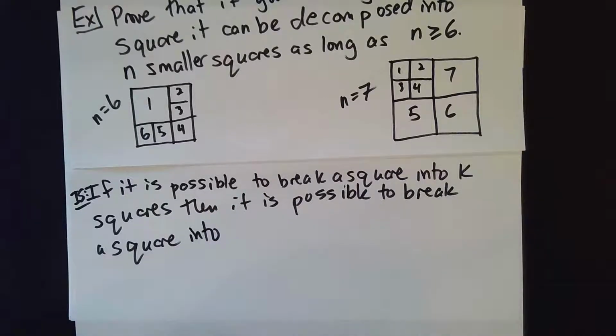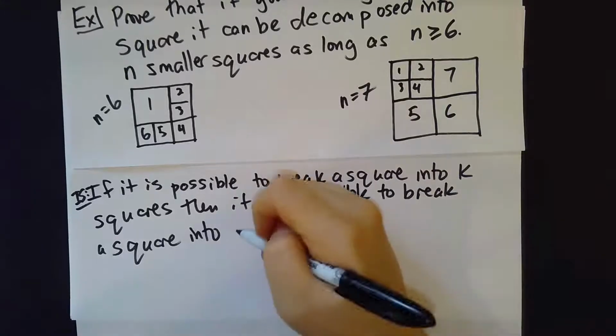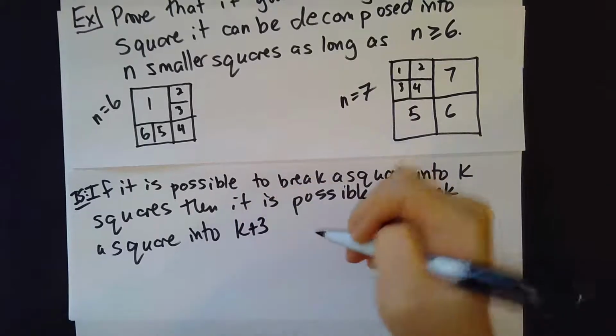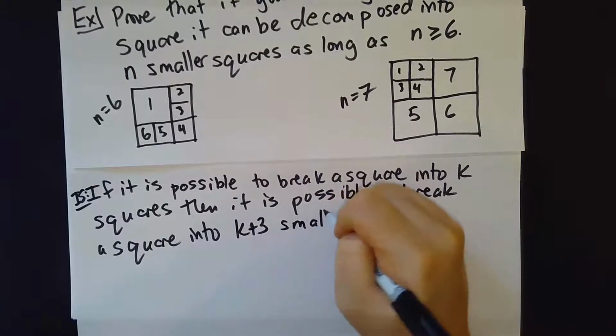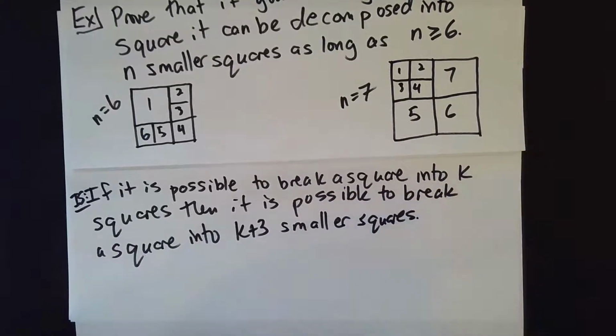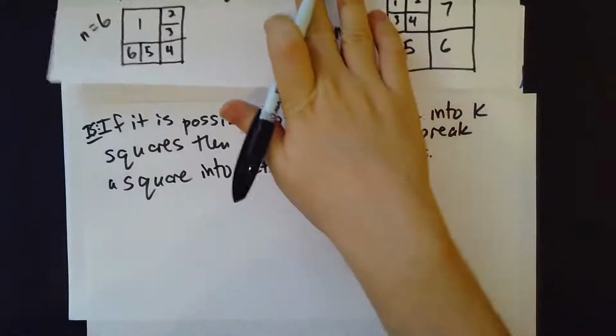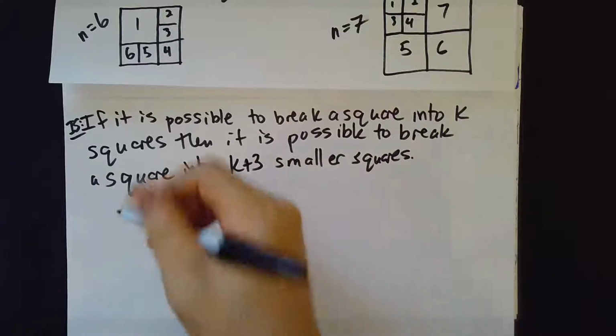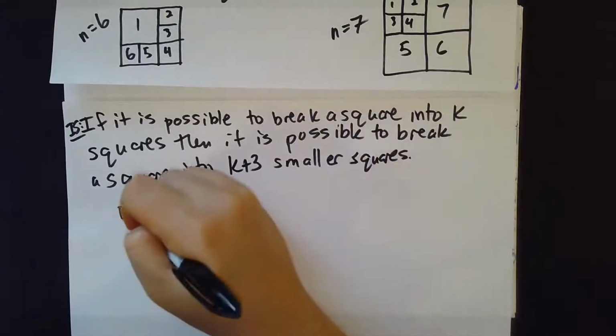And so here's the thing you can prove. If it's possible to break a square into k smaller squares, then it's possible to break a square into k plus 3 smaller squares. And here's the proof of that.